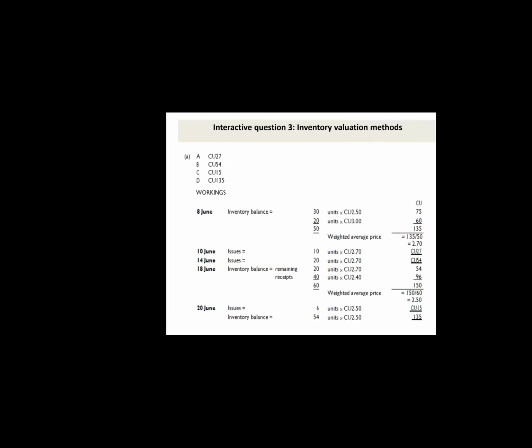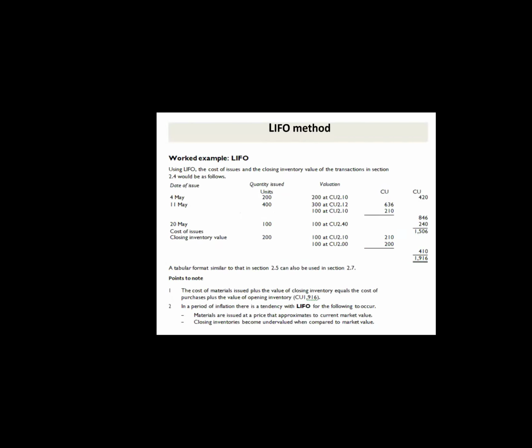The issue cost and closing inventory of transaction in 2.4 that we are resolving is, see here, the formula: cost of opening inventory plus purchase during the period. So the total cost of purchase plus opening inventory, divided by units or quantity of opening inventory plus quantity of purchase during the period. So we can go here again in the question.